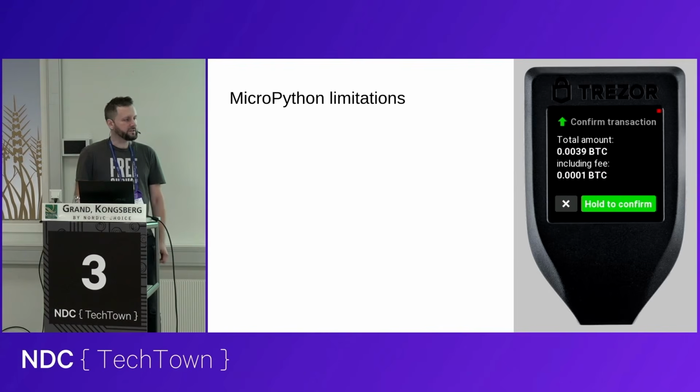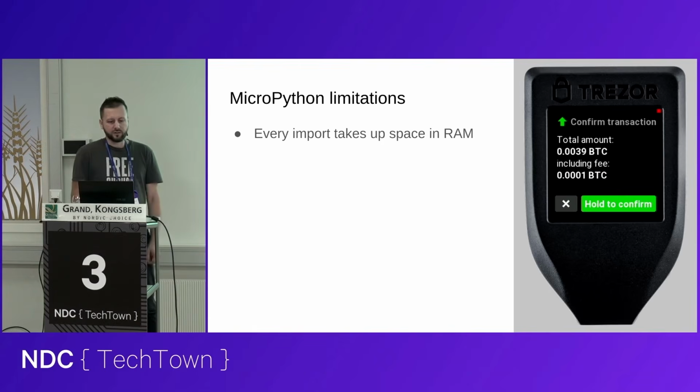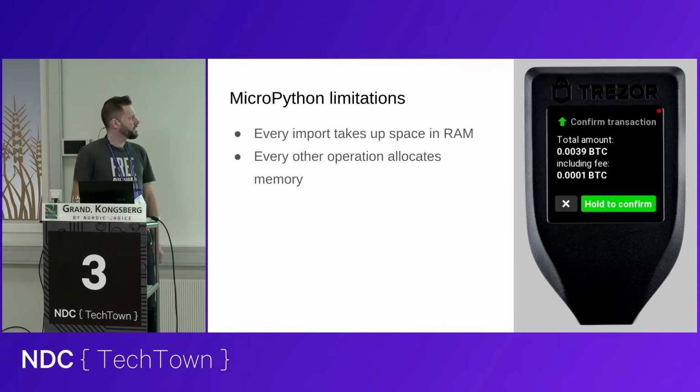Unfortunately, MicroPython is a dynamic language, and that means that it has some drawbacks, and at this size, these become significant. First of all, every import, when you write from something import, takes up space in RAM because the dictionary needs to be dynamic, it needs to be modifiable, and so it's loaded into RAM, and we don't have a lot of that. A lot of operations allocate memory.